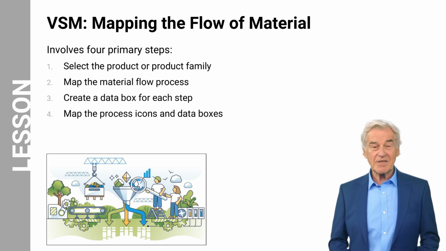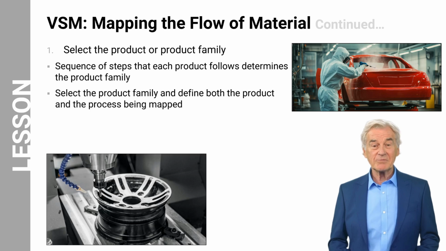Mapping the flow of material is one of the main components of VSM. It involves four primary steps: selecting the product or product family, mapping the material flow process, creating a data box for each step, and mapping the process icons and data boxes. The first step in mapping the flow of material is to select the product or product family. The sequence of steps that each product follows determines the product families. Select a product or product family and clearly define both the product and the process being mapped.